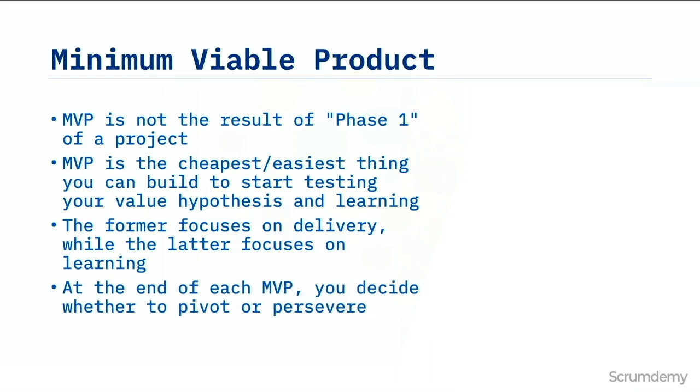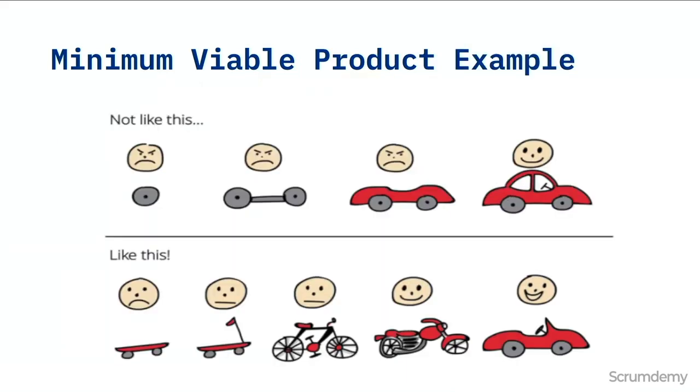So it's important that at the end of each MVP you decide whether to pivot or persevere. Let's look at an example. Here's a team that's developing a minimum viable product for a customer that wants a car. And so, in the first iteration, they deliver a wheel. The customer's like, what am I going to do with a wheel? I can't do anything with this.